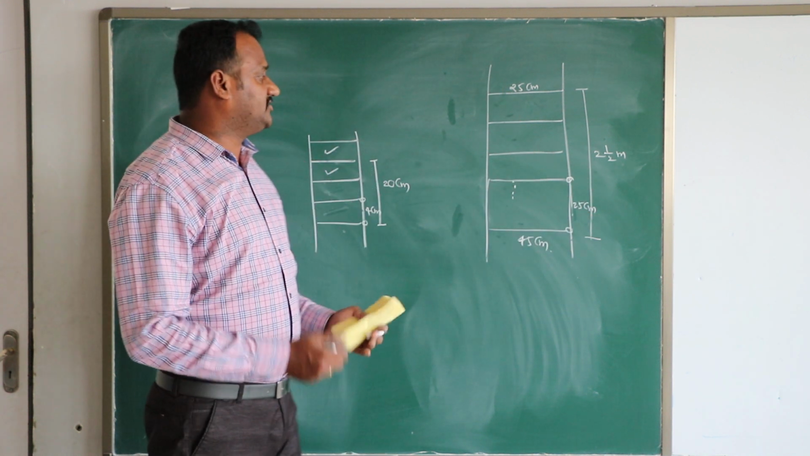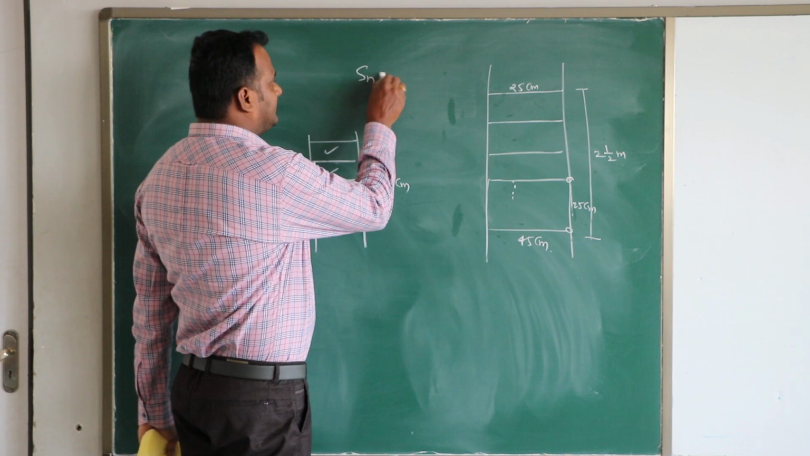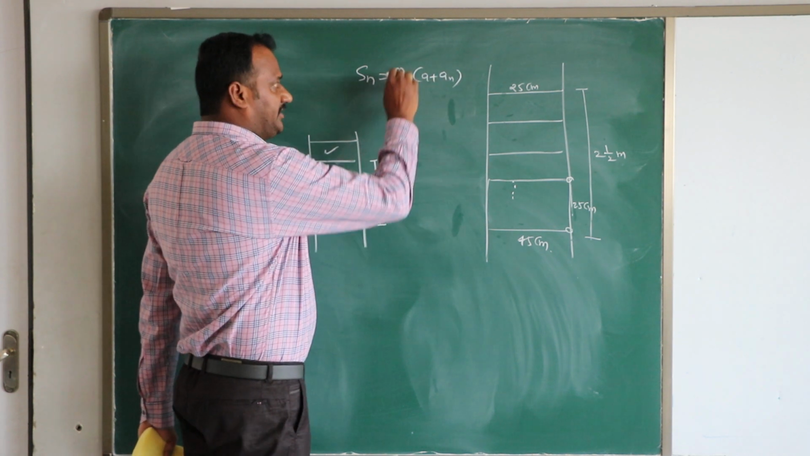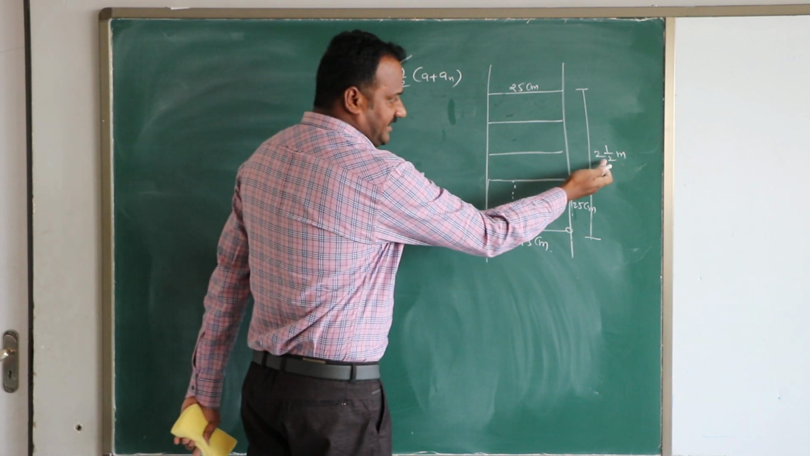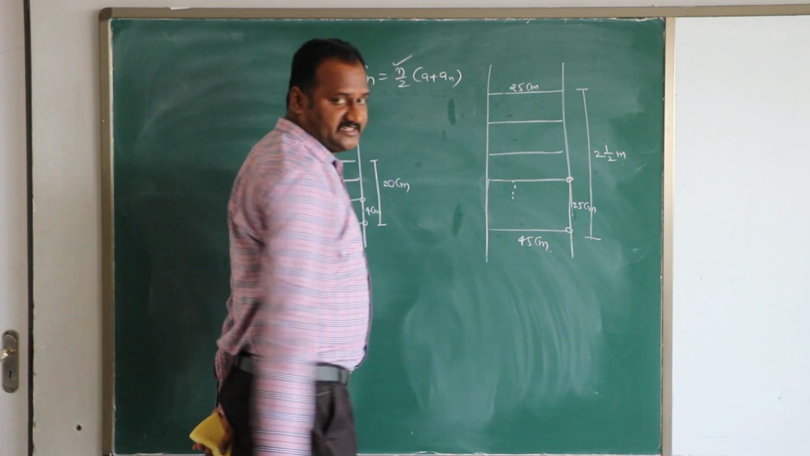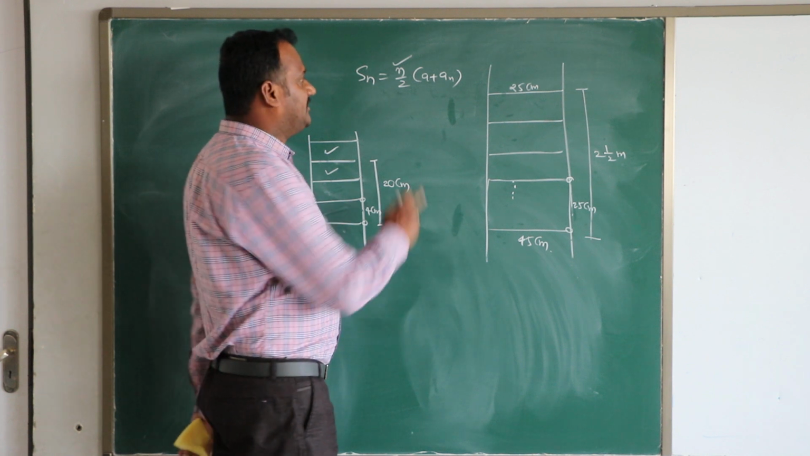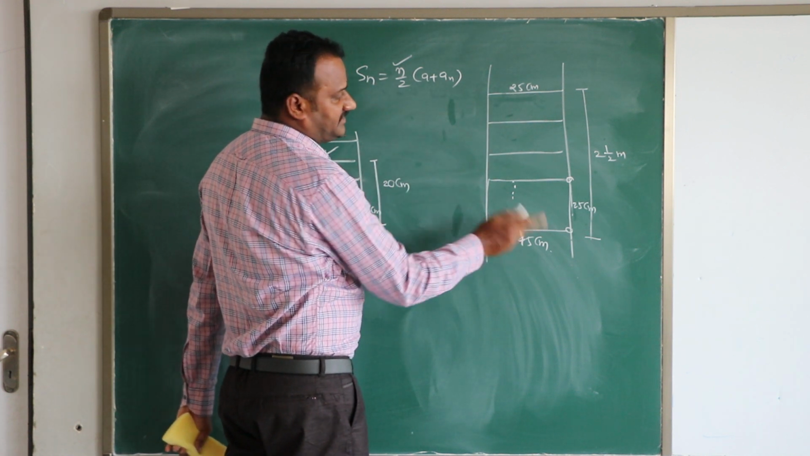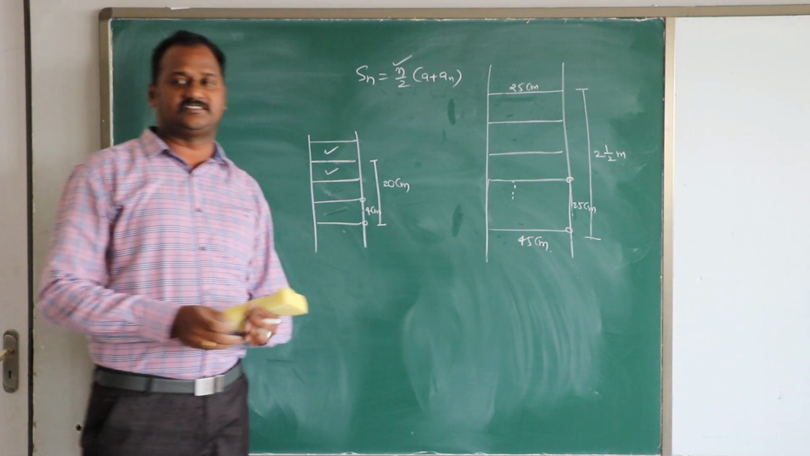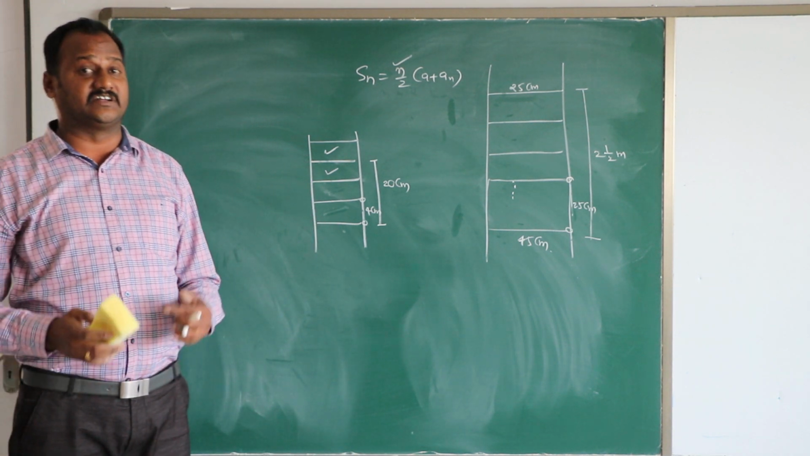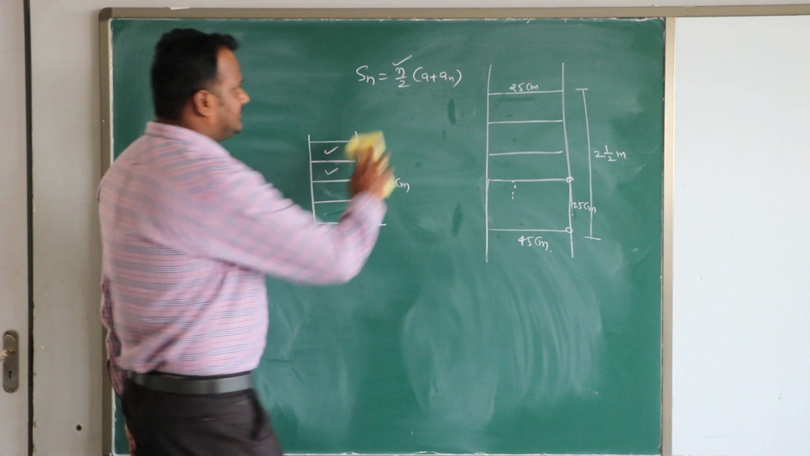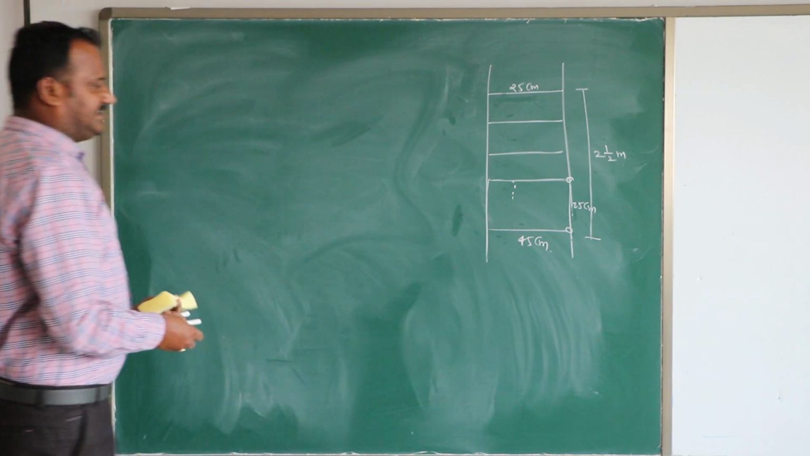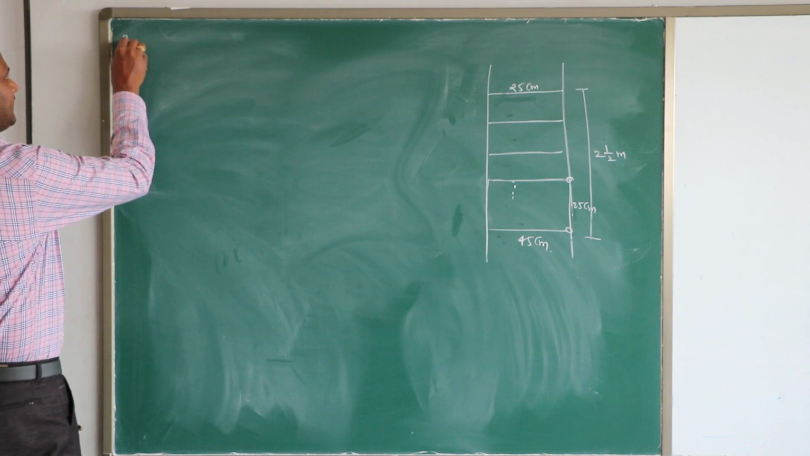So we can use the second formula. That second formula is Sn is equal to n by 2 into (a plus an). We know n: dividing 2.5 meters by 25 centimeters, plus 1, will be n, and a is equal to the length of the first rung and an is equal to the length of the last rung. So here the task is to find out how many rungs there are, right? So let's answer this problem. First of all, let us calculate how many rungs there are.